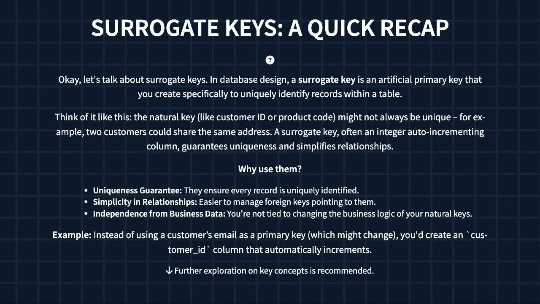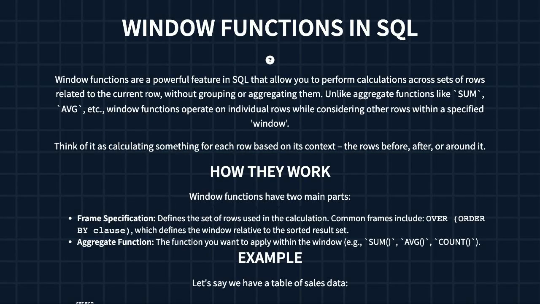Let's dive into surrogate keys. These are basically fake, artificial primary keys we add to our tables. They are not based on any real data like a customer's email address or product code. Instead, they're just unique numbers that guarantee every record in the table can be identified without fail. Using them simplifies relationships and makes it easier to manage foreign keys, especially when your natural keys might change over time.